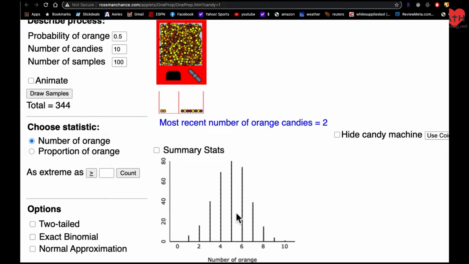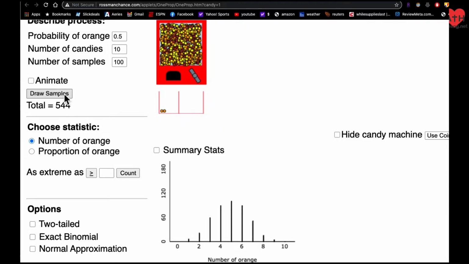Most of the time, we would expect to get 5 orange pieces of candy. But sometimes, it's very, very unlikely that all 10 pieces of candy would be orange. This is what happened in our simulation, right? Computer generated. No time did I get 0, right? So let's do it one more time. Let's just keep doing this.